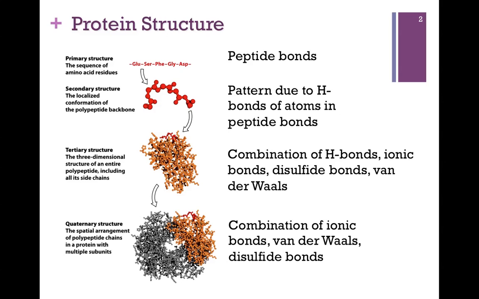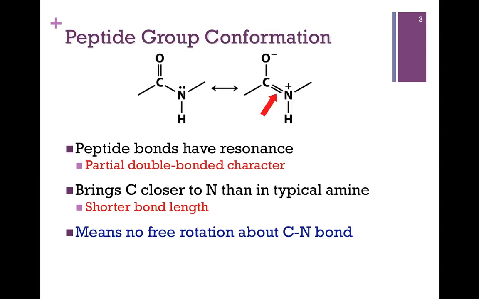There's a fourth level, quaternary structure, but that is true only for those proteins that have more than one polypeptide chain. That represents the three-dimensional arrangement of those separate chains. These tend to be held together by stronger forces, combinations of ionic bonds, van der Waals forces, and disulfide bonds. So let's look first at that peptide bond.